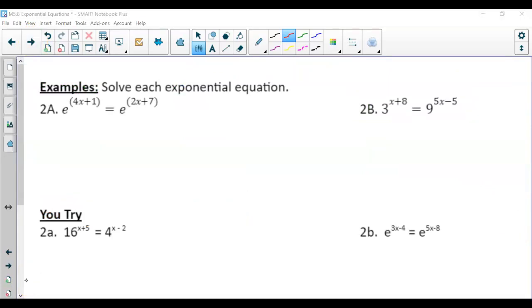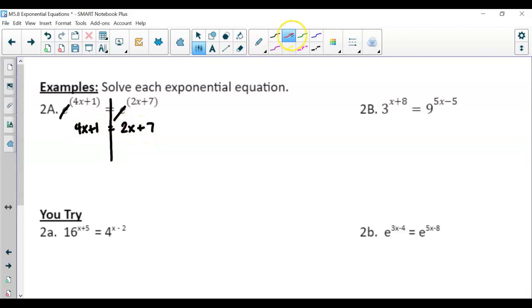So now here, notice how you have exponents on both sides of the equation. So this is using that property of the bases. If the bases are the same, then they cancel each other out. So notice how they're both a base e. So guess what happened? They cancel each other out. And you are left with bringing down 4x plus 1 is equal to 2x plus 7.